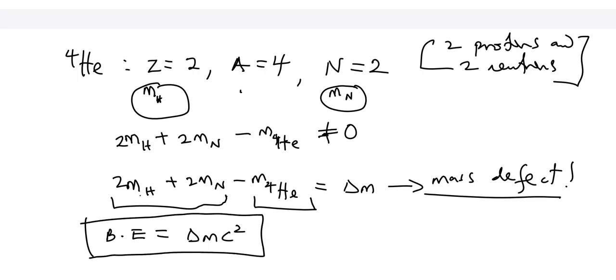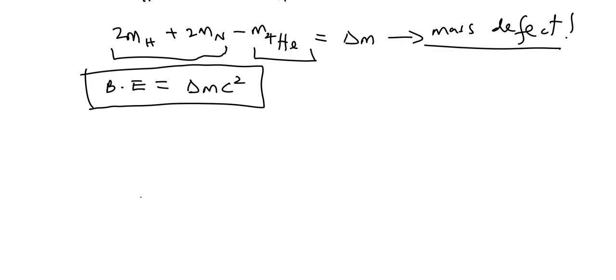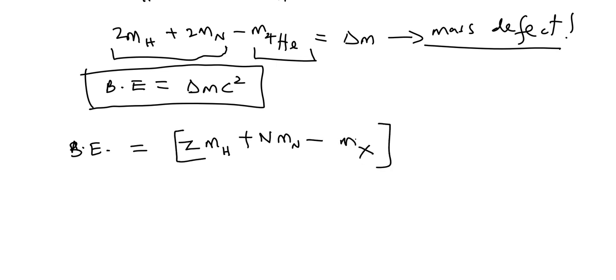Note that the formula to finally obtain the binding energy is the atomic number of the particular nucleus, for helium-4 it is 2, multiplied by the mass of hydrogen, plus the neutron number multiplied by the mass of neutron, then minus the mass of the nucleus X. Then we multiply this by c squared. So let me call this equation 1.